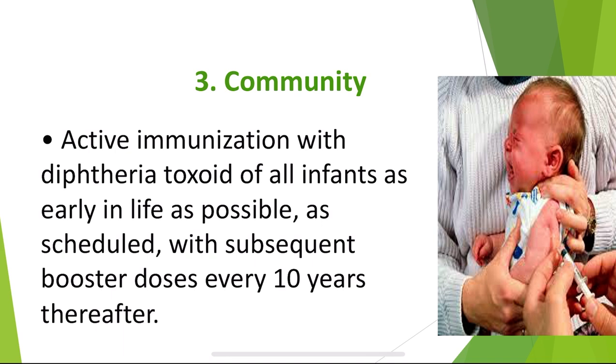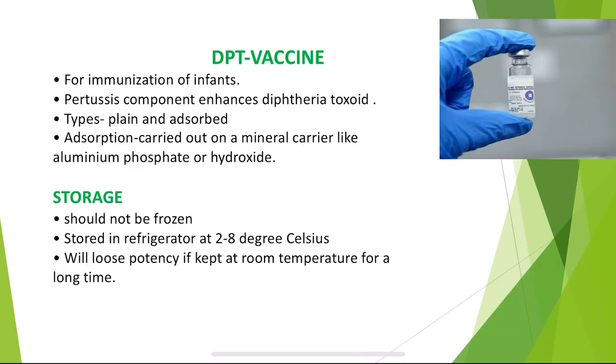Moving further to the community. In the community, we see the active immunization with the diphtheria toxoid of all infants as early in life as possible as scheduled, with subsequent booster doses every 10 years thereafter. So active immunization is done of all the infants as early as possible. Once this is done, subsequently we are giving booster doses every 10 years thereafter. Moving further to the DPT vaccine.